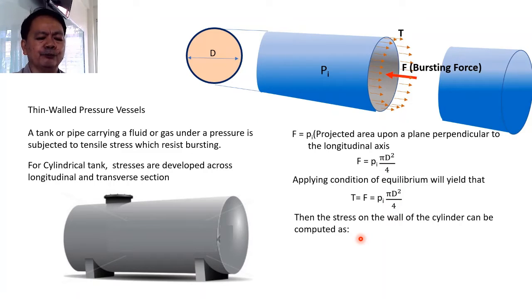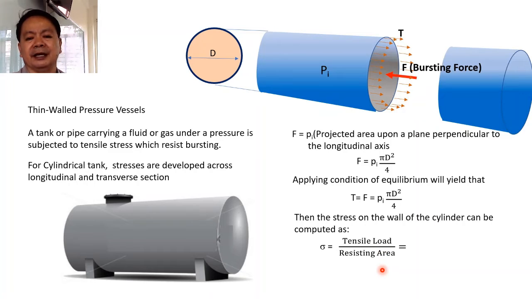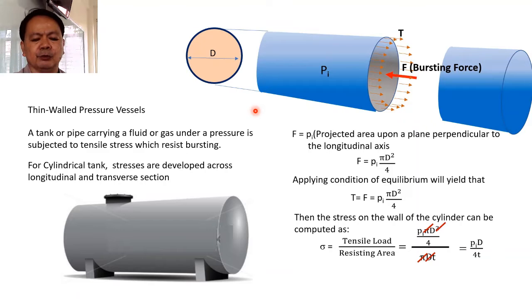And then if we were to compute the stress on the wall, this can be computed as the ratio of the tensile load over that of the resisting area, where the tensile load is equal to the pressure inside multiplied by the area of the circle, and the resisting area shall be equal to the circumference of this circle multiplied by the thickness of the wall, and that is equal to pi d t. And so d will cancel, pi will cancel, as well as d will cancel, therefore the resulting stress will be equal to the pressure inside multiplied by d divided by 4t.